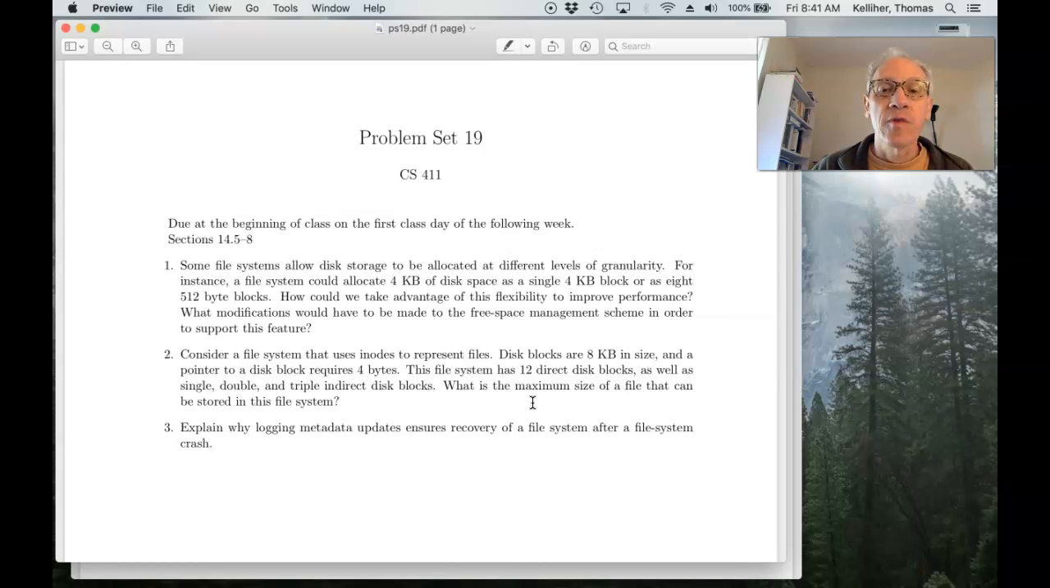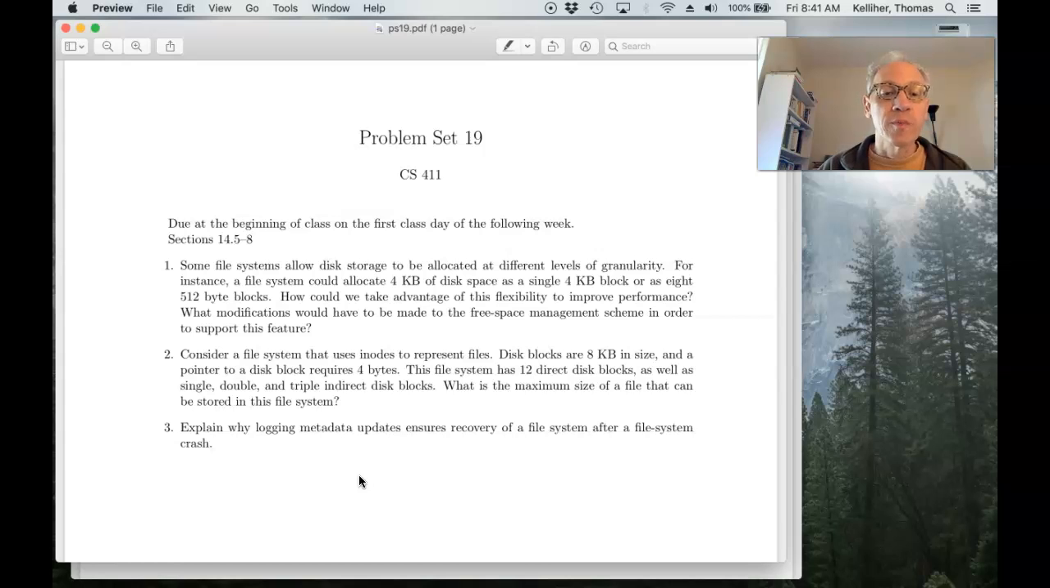Look in the textbook for an illustration, and the maximum file size is a function of the number of leaves in this forest of trees. Okay, so this is a counting problem. In this forest of trees, how many leaf blocks are there? And then using that number and the size of a disk block, you can compute the maximum size of a file, and your answer should be in units of bytes. Don't give me an answer in units of the number of disk blocks.